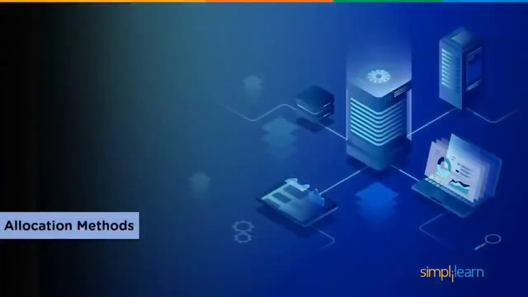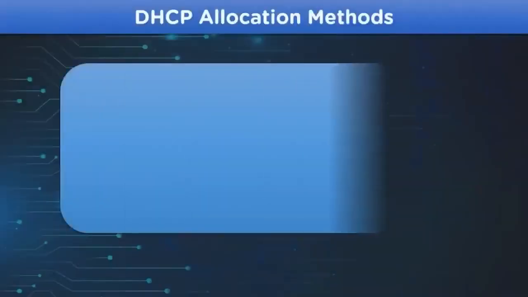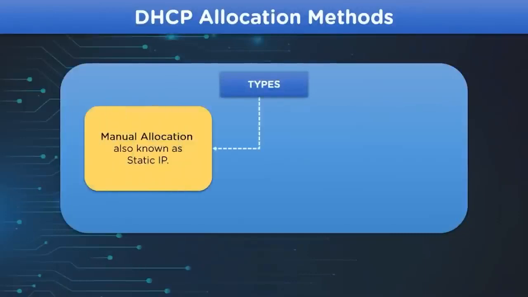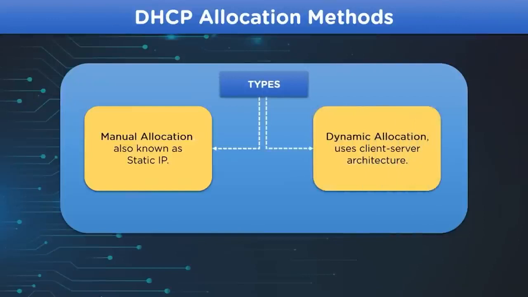Now let's take a look at the allocation methods for the DHCP protocol. The allocation method of DHCP is divided into two types. The first type is the manual allocation, which, as the name suggests, is the assigning of an IP address to the system manually by the user. The second method is dynamic allocation, which uses a client-server architecture to assign an IP address to the system.